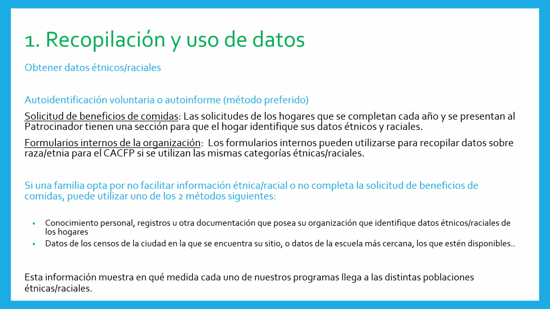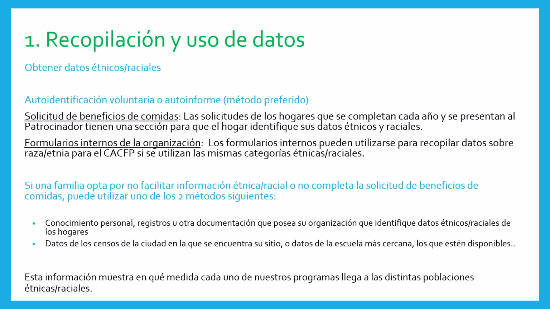So while this is considered to be the most accurate way to gather racial and ethnic data, it is not always the most practical way. If your organization collects racial and ethnic data on other internal forms, the data collected can be used to fill out the annual beneficiary data form for CACFP if the same ethnic and racial categories are used. This information must be collected and maintained for a minimum of 3 years plus the current year and must be accessible to the state agency or the USDA upon request.